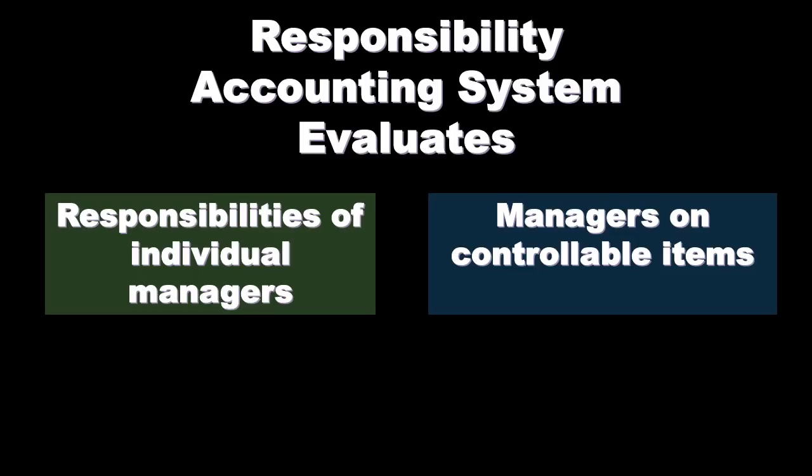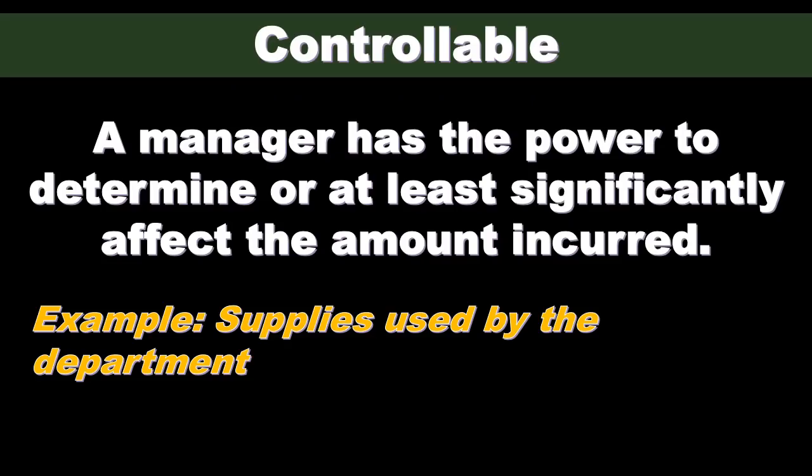So we're going to assign what is going to be a controllable cost versus an uncontrollable cost by the responsibility units, to the managers that are in charge of those units, of those segments, of those divisions of the organization. Remember that a controllable cost is one a manager has the power to determine or at least significantly affect the amount incurred. So we're thinking about those costs where management has control over them.